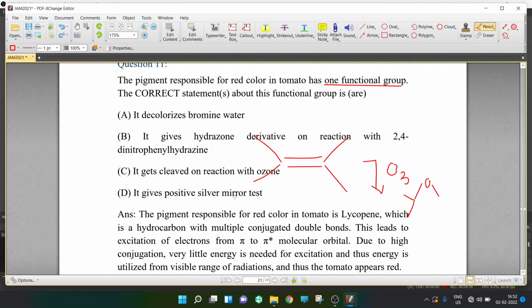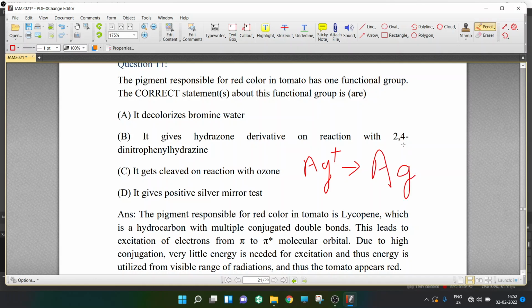Last is positive silver mirror test. This positive silver mirror test is a test for aldehydes, because in silver mirror test you basically add Ag plus, and Ag plus gets reduced to form Ag. So Ag is silver metal, neutral silver metal, so that is silver color. So you can see on the side of the wall of the test tube, you can see very nice silvery silver deposited. So that is what is called a silver mirror test. Once you confirm that it is carbonyl group, aldehyde or ketone, with this hydrazone reaction, then you confirm it is aldehyde or ketone by this silver mirror test.